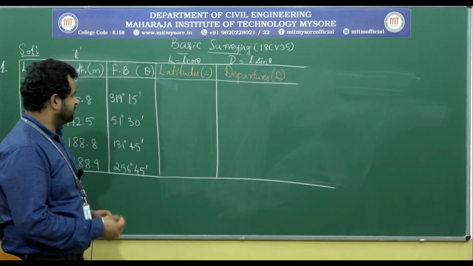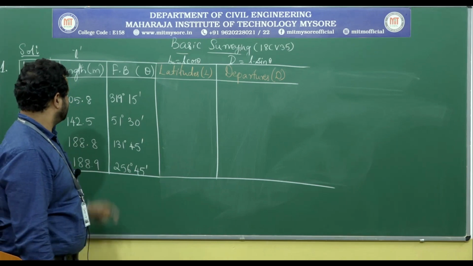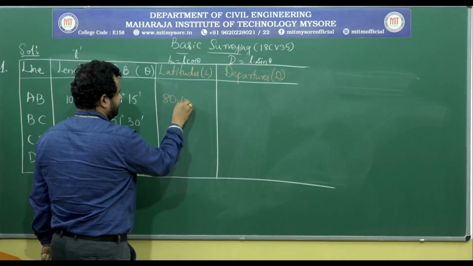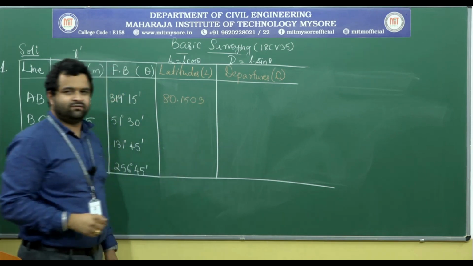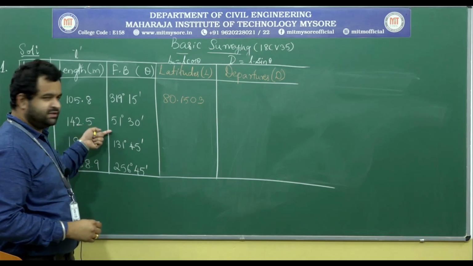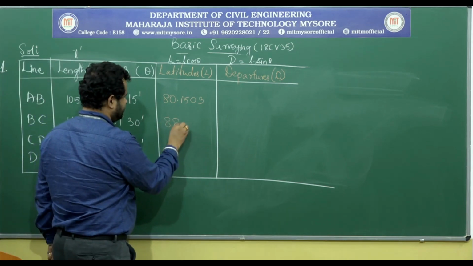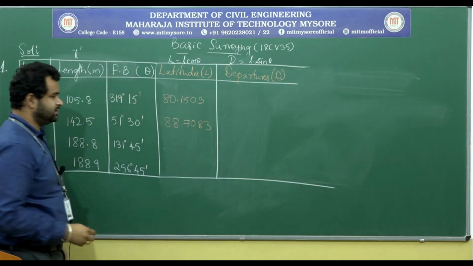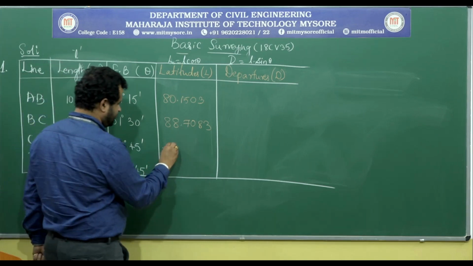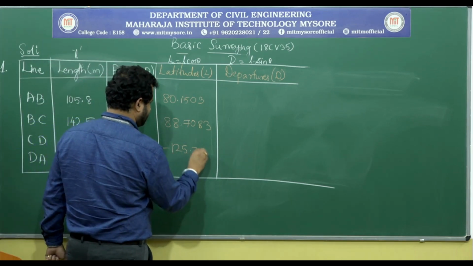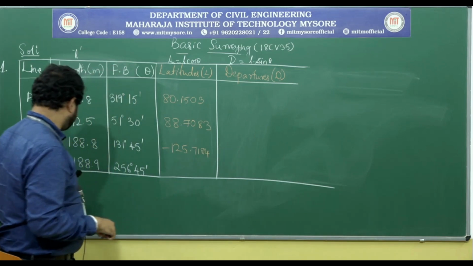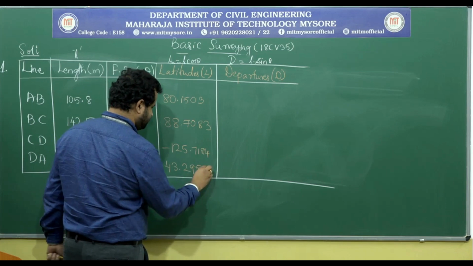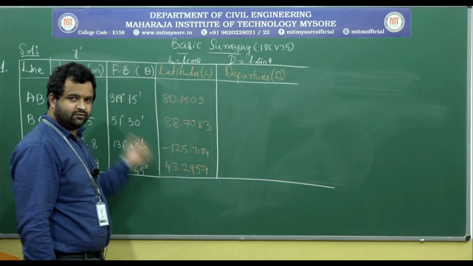So we shall calculate the latitude of the line AB. l cos theta is equal to 80.1503. Similarly for line BC, it is 88.7083. Similarly for the next line, it is minus 125.7184, and for the last line it is 43.2959. So these are the latitudes of the various lines.